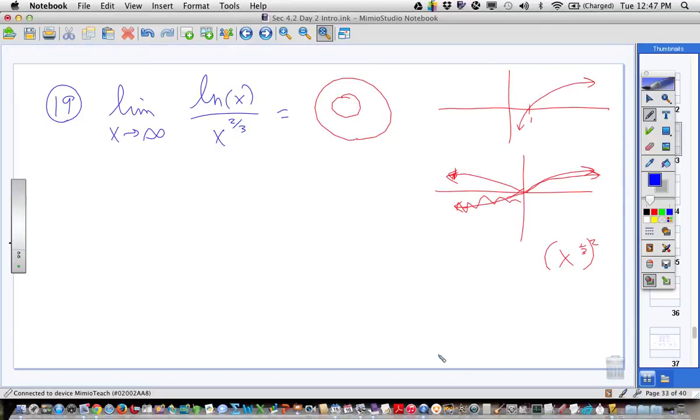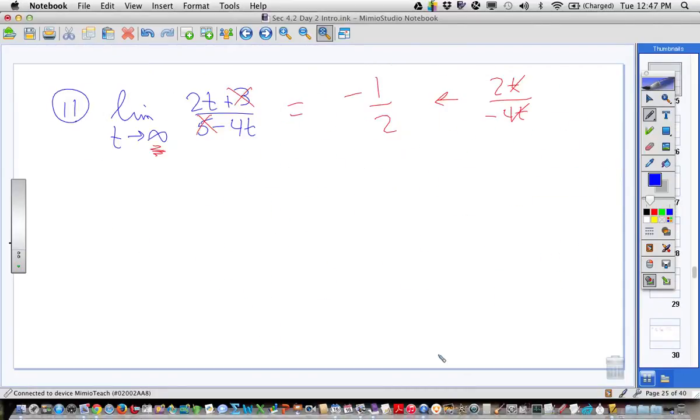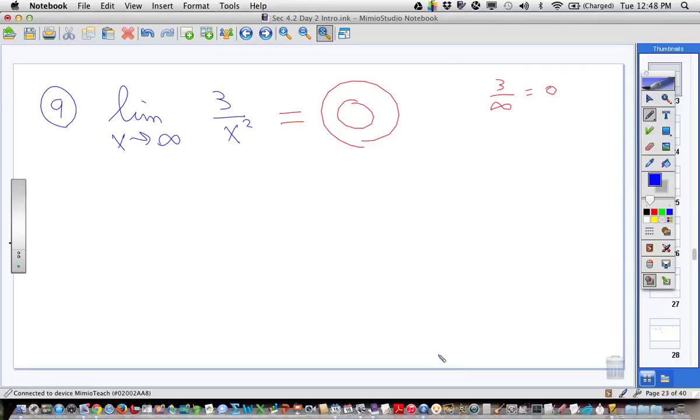So let's go back and look at the homework. And let's see if we had any of those. Let's see how many of those we had where we could have done L'Hopital's rule. And you can put them just off to the side. You can do it in your notes or you can do it in your homework, whatever. I don't care. So, number 9.